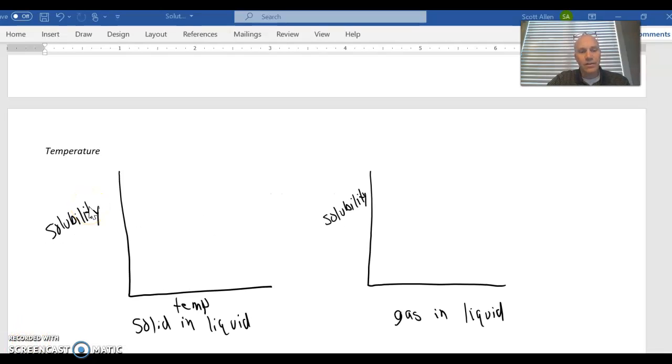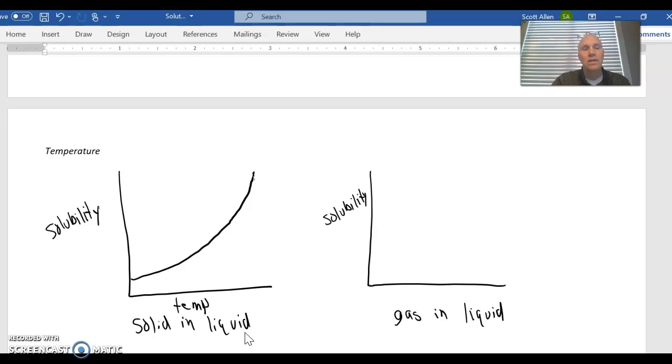So another factor that affects solubility is temperature. There are two trends that are commonly talked about. One has to do with the general solubility of a solid solute in a liquid solvent, something like salt water or sugar water. What happens there is we generally find a trend of upward solubility.